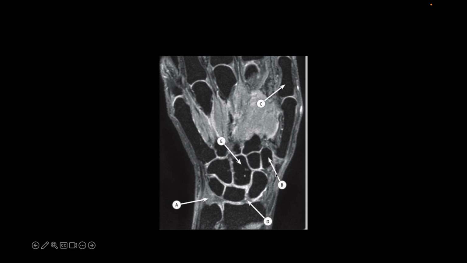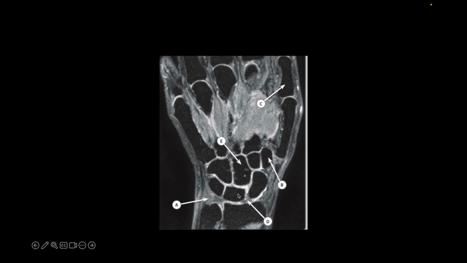This is a coronal image of the hand. As I mentioned, between the ulna and the proximal row, you have your triangular fibrocartilage complex, which is this. D would be your part of the scaphoid-lunate ligament. So this is your scaphoid and this is your lunate, and there are ligaments attaching the two, which can be torn in trauma.